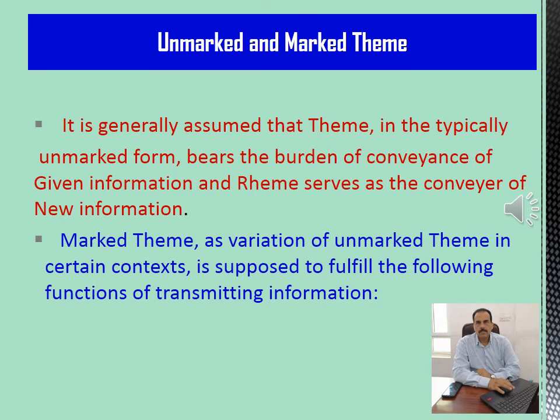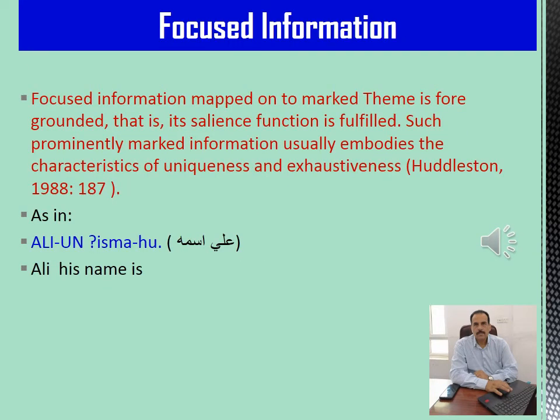Unmarked and marked theme. It is generally assumed that theme in the typically unmarked form bears the burden of conveying given information, and rheme serves as the conveyor of new information. Marked theme, as a variation of unmarked theme in certain contexts, is supposed to fulfill the following function of transmitting information. Focused information mapped on the marked theme is foregrounded. That is, its salience function is fulfilled.